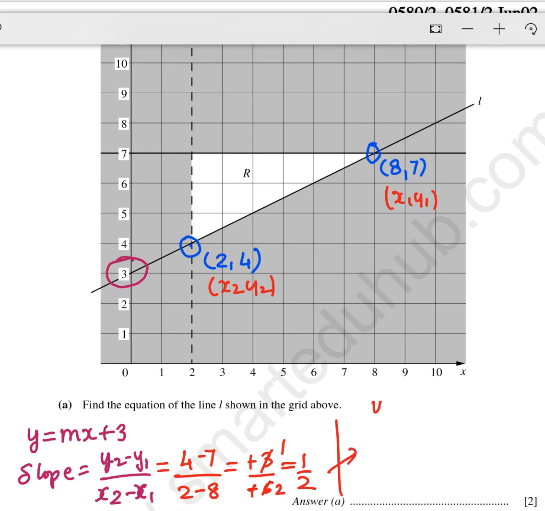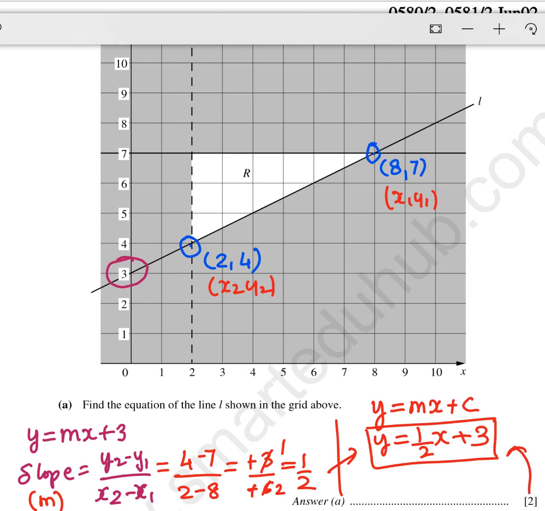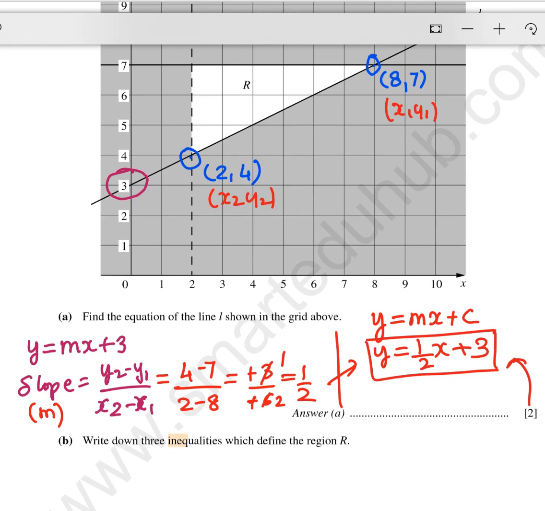So what's the equation of the line? Equation of the line we know is of the form y equals mx plus c. And why is the equation of the line of this form? Because it's a straight line. Every straight line will have the equation y equals mx plus c. So the equation of a line will be y equals m, that is the slope. Slope has a symbol m. M is half, x, and our y-intercept is 3. So this is the equation of our line. So for this you get 2 marks. Okay, fine. Let's move ahead.